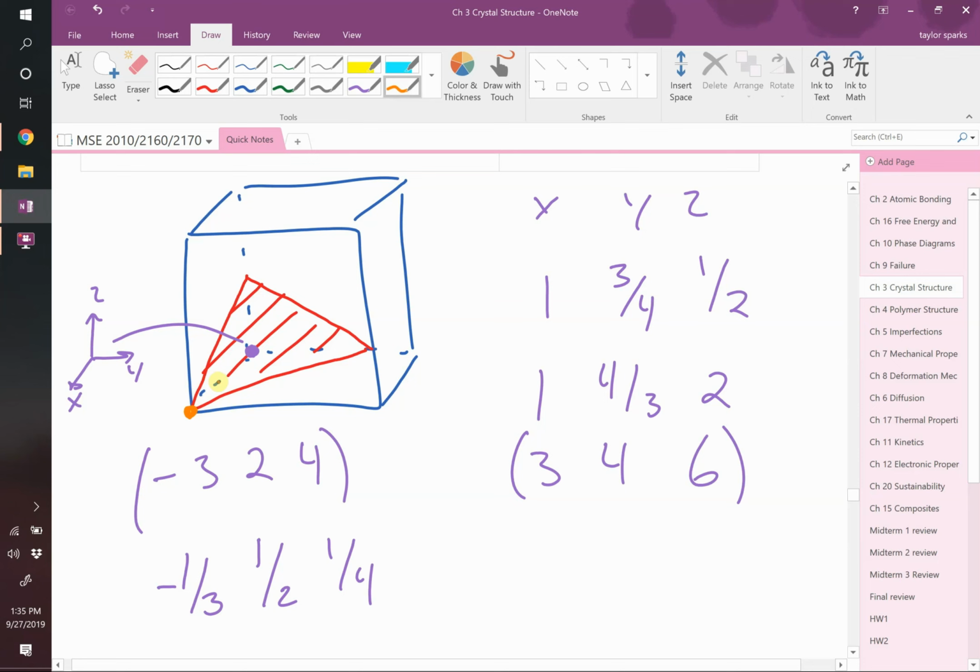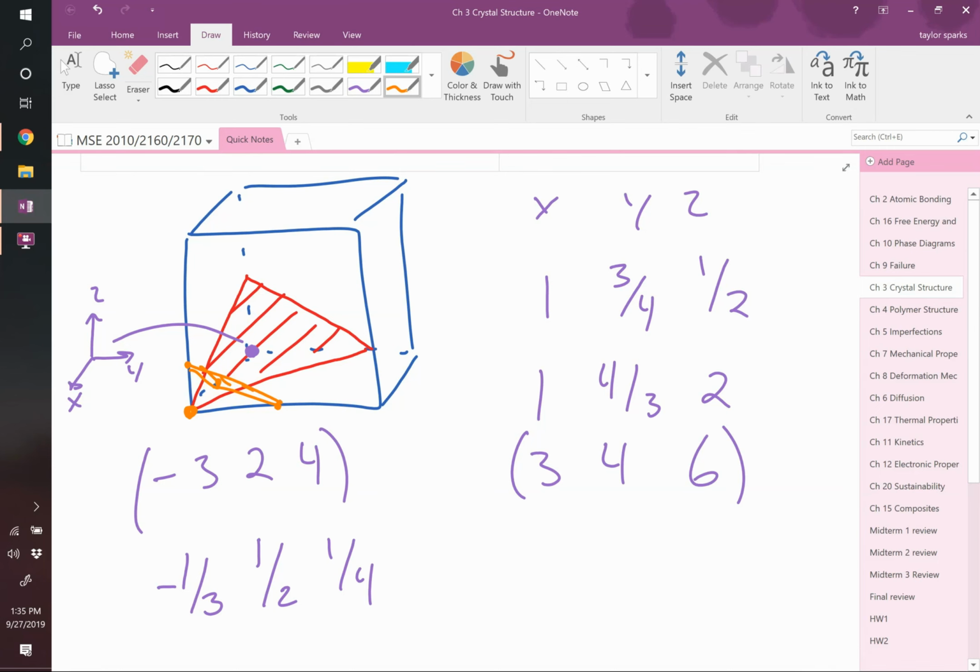We're going to go back 1/3. Okay? 1/3 of the way back in the x direction. We're going to go forward 1/2 in the y direction. And we're going to go up 1/4 in that direction. And that is a horrible plane to draw. But it's that guy. Okay? Now, why are we allowed to do that? Just to arbitrarily move our origin like that?